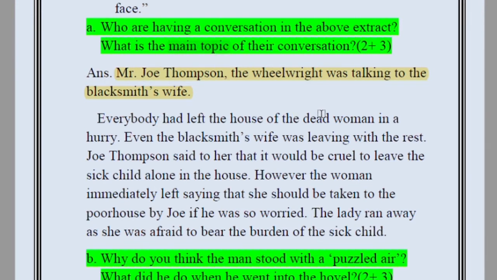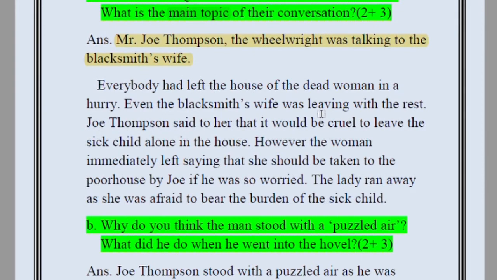Everybody had left the house of the dead woman in a hurry. Why were they in a hurry? Because they did not want to take the responsibility of Maggie. Even the blacksmith's wife was leaving with the rest. Joe Thompson said to her that it would be cruel to leave the sick child alone in the house. Joe Thompson had said to the blacksmith's wife, okay, you are leaving, but who would take care of this child? However, the woman immediately left, saying that she should be taken to the poorhouse by Joe if he was worried. If you are so much worried, then you go and give her to the poorhouse.